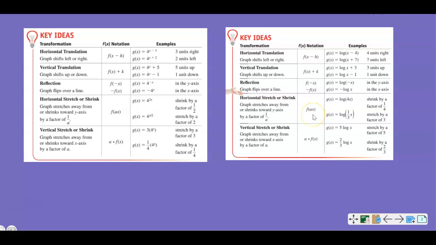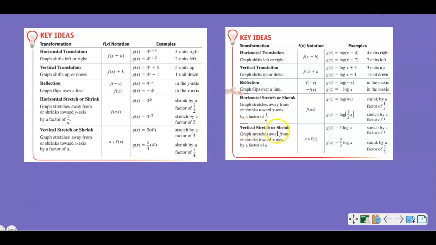Same thing with your horizontal stretch and shrink. A is inside the parentheses, so it's being applied to the x before f of x. So that means it's going to be a shrink by a factor of 1/4. So it's always 1 over whatever that a is. So here it's 4, so here it's 1/4. Here it's 1/3, so it would be 3. Same thing over here. So where it was 2, and it's a shrink by a factor of 2, it's 1 over a. And then, so you can see how it works exactly the same way, whether it's exponential or logarithmic.